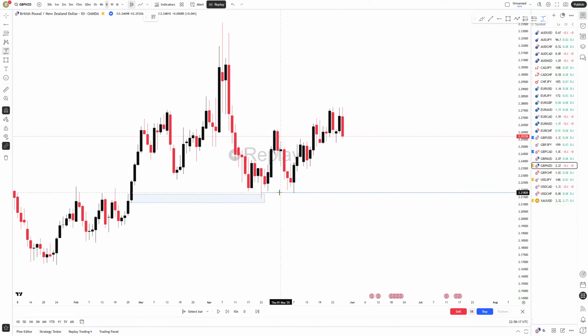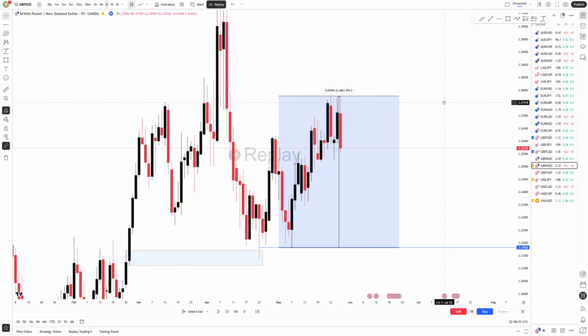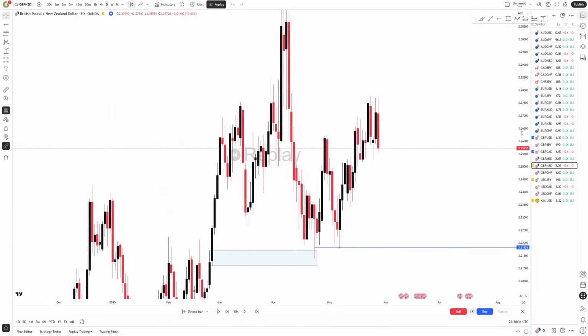Both of these entries were very, very clean and sniper entries. As you can see, 595 pips was very, very clean. So that is how GBP NZD was traded.